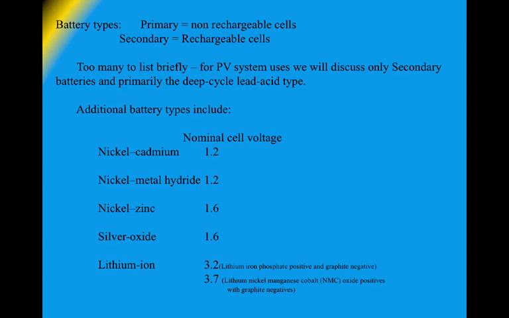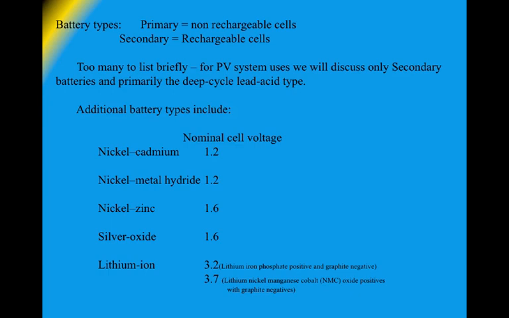Now, the nominal cell voltage for a lead-acid battery is 2 volts. That's why when you look at your automotive starting battery, there are 6 cells in it, and that makes a 12-volt battery. With the other more exotic battery types, your combination of cells will vary based on the nominal cell voltage.